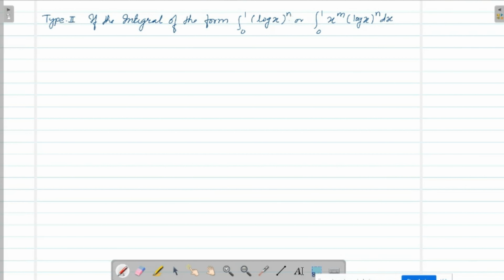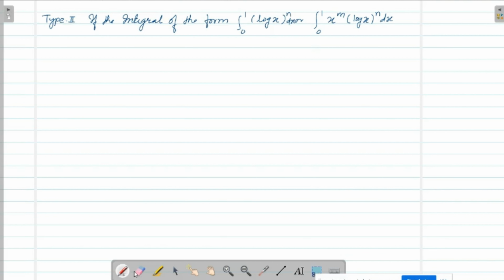If the integral is of the form integral of limit 0 to 1 (log x) the whole raised to n, or if you have integral of limit 0 to 1 x raised to m into (log x) raised to n dx, here will be dx.